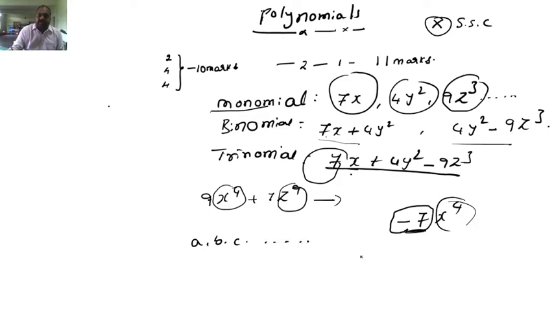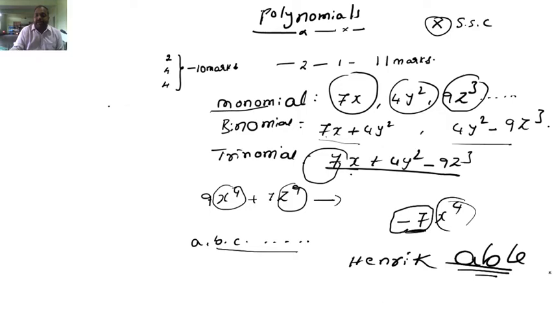So these are named by Heinrich Abel. So Abel, Hendrik Abel gave the name variable to these alphabets. Okay.